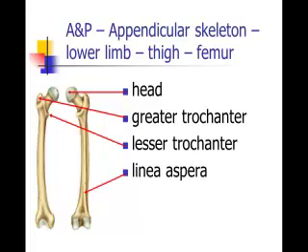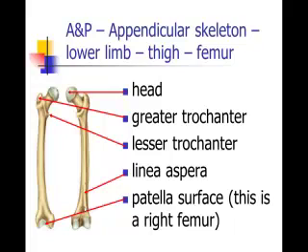We have the linea aspera, this long ridge running along the posterior side. Most of the adductor muscles insert on the linea aspera. And then the patellar surface. The patellar surface is where the patella will articulate with this bone.